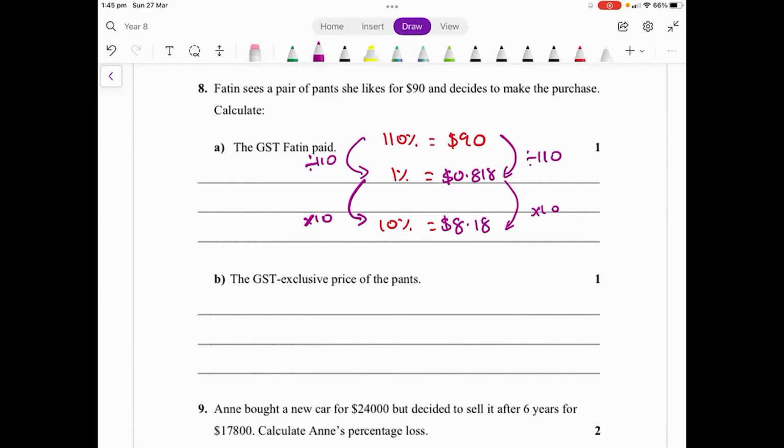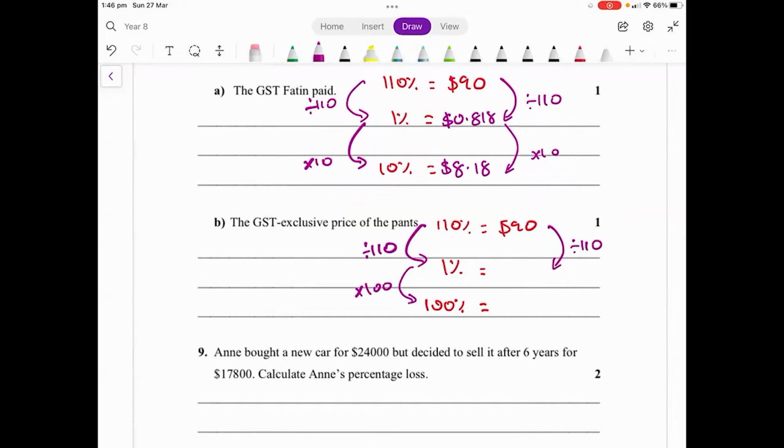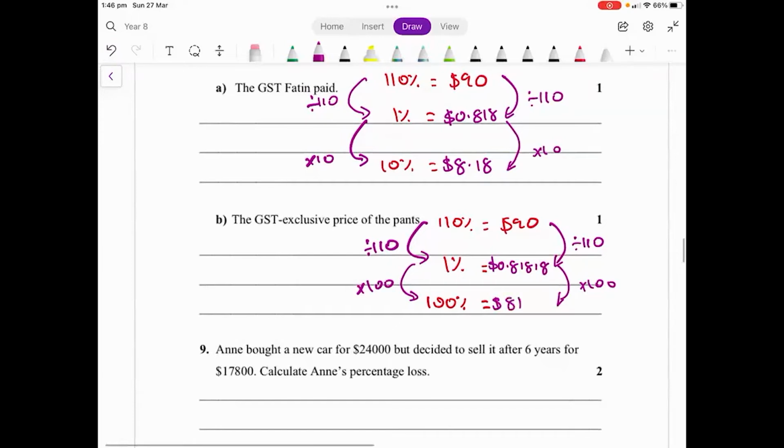Alternatively, you can divide by 11. Question B says the GST exclusive price of the plants. GST exclusive means the cost price. So we start with 110%, which was the question. That equals $90. We find 1%, and we find 100%, and that gives us $81.82. Alternatively, if you did $90 minus $8.18, you will get the same answer.